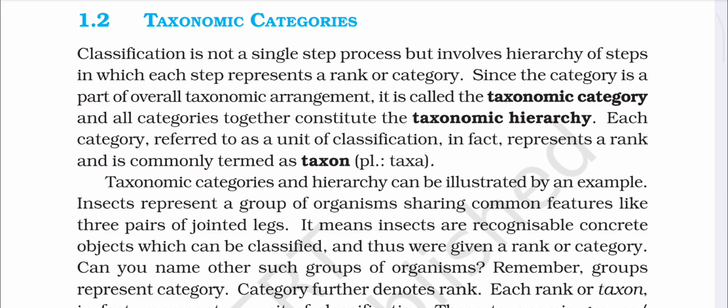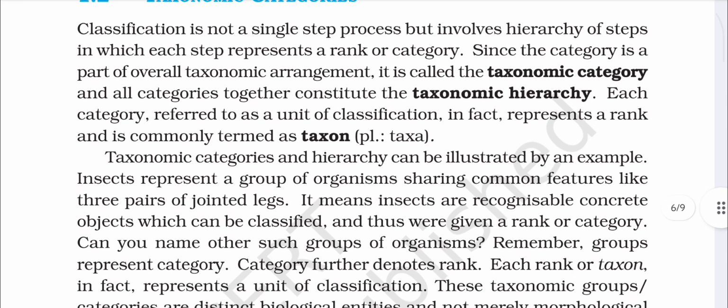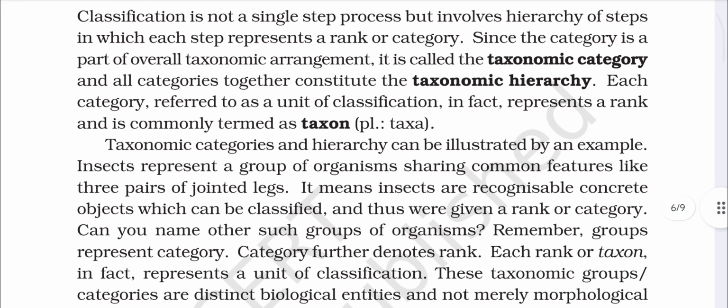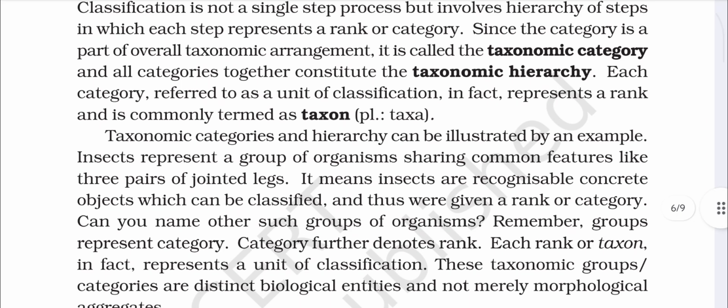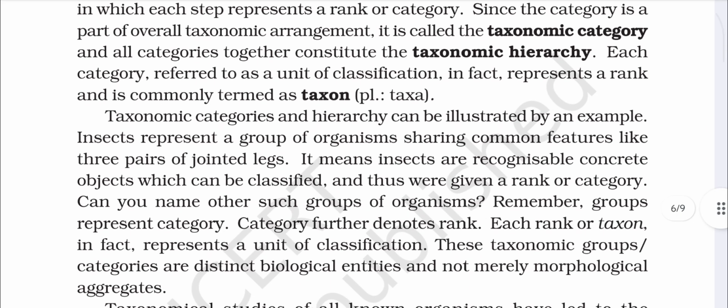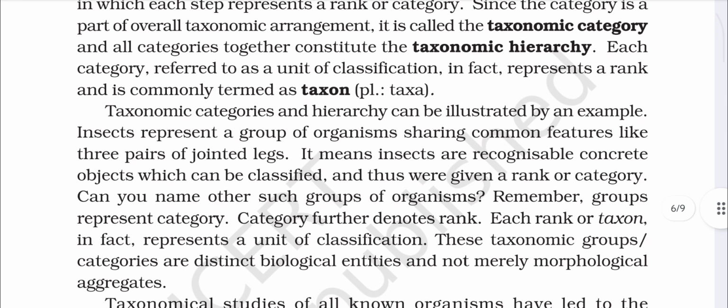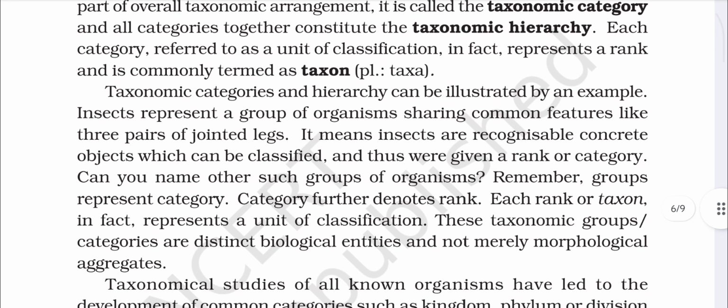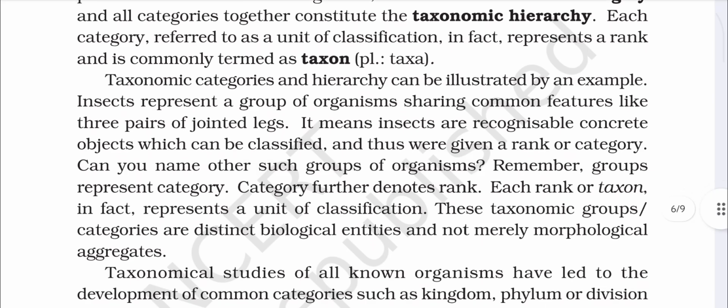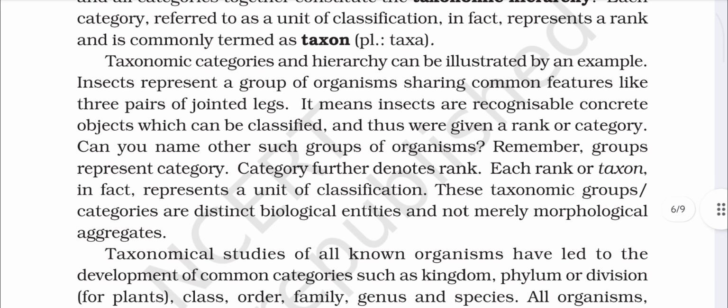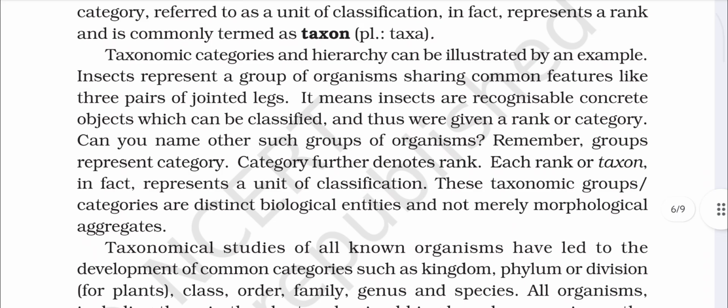Taxonomic categories. Classification is not a single-step process but involves a hierarchy of steps in which each step represents a rank or category. Since the category is a part of our overall taxonomic arrangement, it is called a taxonomic category. And all categories together constitute the taxonomic hierarchy. Each category, referred to as a unit of classification, in fact represents a rank and is commonly termed a taxon. Taxonomic categories and hierarchy can be illustrated by an example.